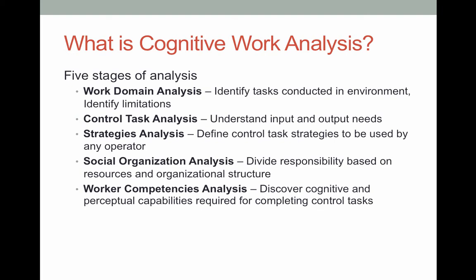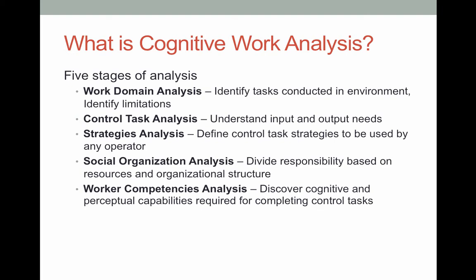The second phase is the control task analysis. The goal for this phase is to identify what tasks are needed to be done in order to execute a process. Information from this phase incorporated into a design helps operators recognize what needs to be done when monitoring a system. The third phase of analysis is strategy. This analysis provides information to create a process for any operator to complete a control task.